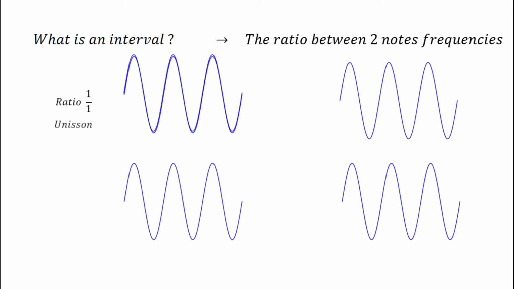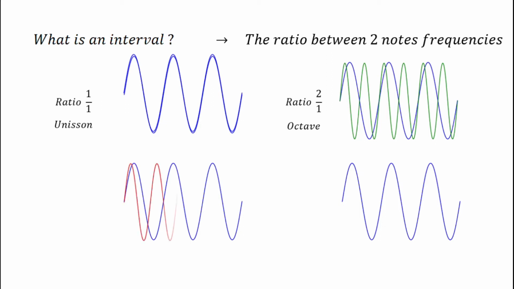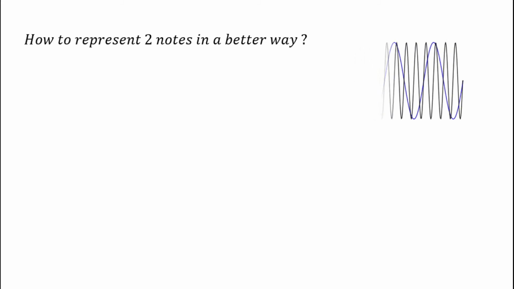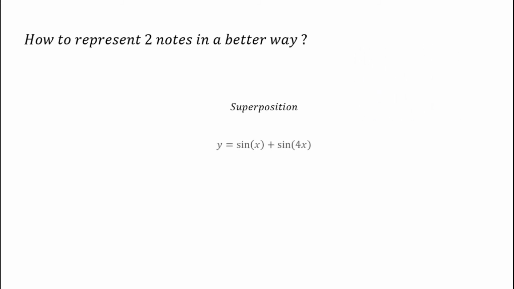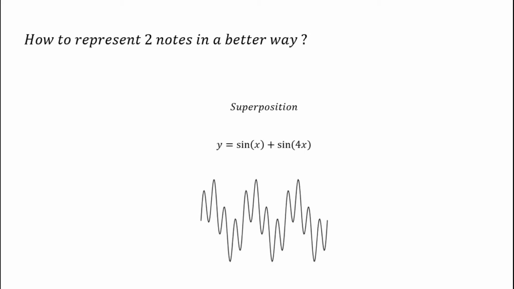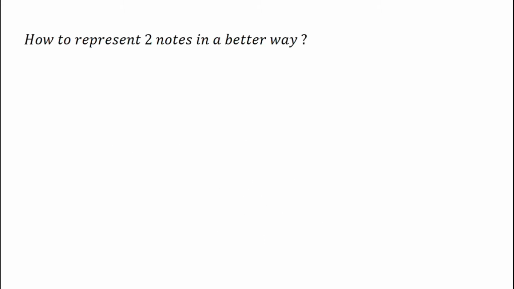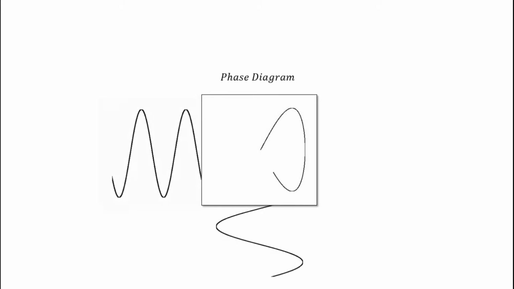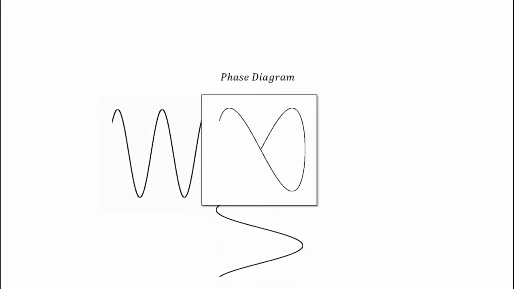A ratio of 1 is called unison, a ratio of 2 is called an octave, a ratio of 1.5 is called a fifth, and a ratio of 4/3 is called the fourth. One way to represent these two notes is to show the addition of sound signals. But if instead we take the XY diagram, or in other words, we take the signal of the first note depending on the signal of the second note, we will get a Lissajous curve.